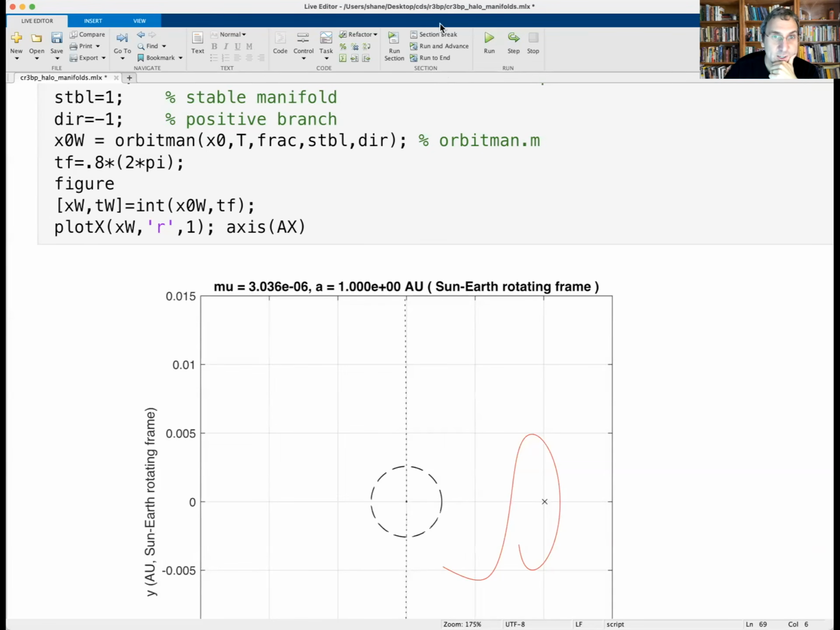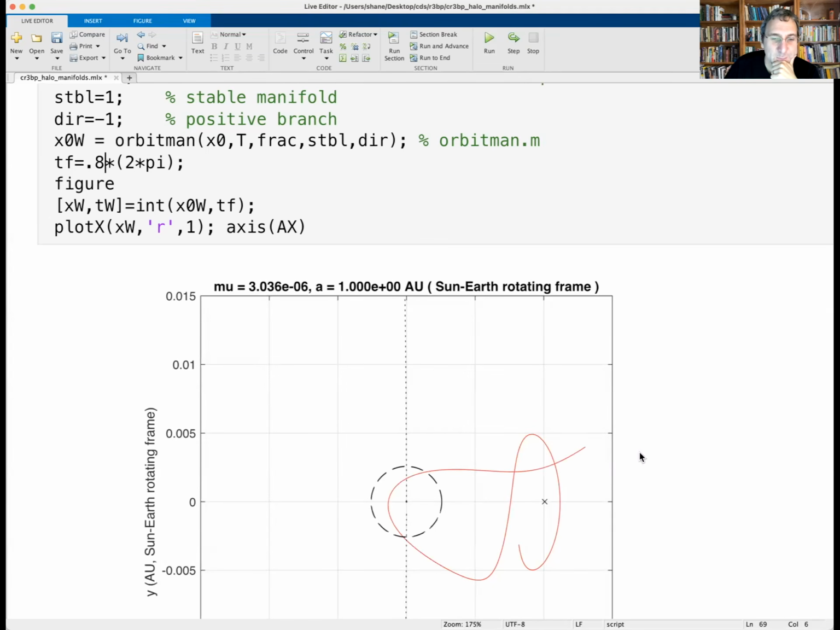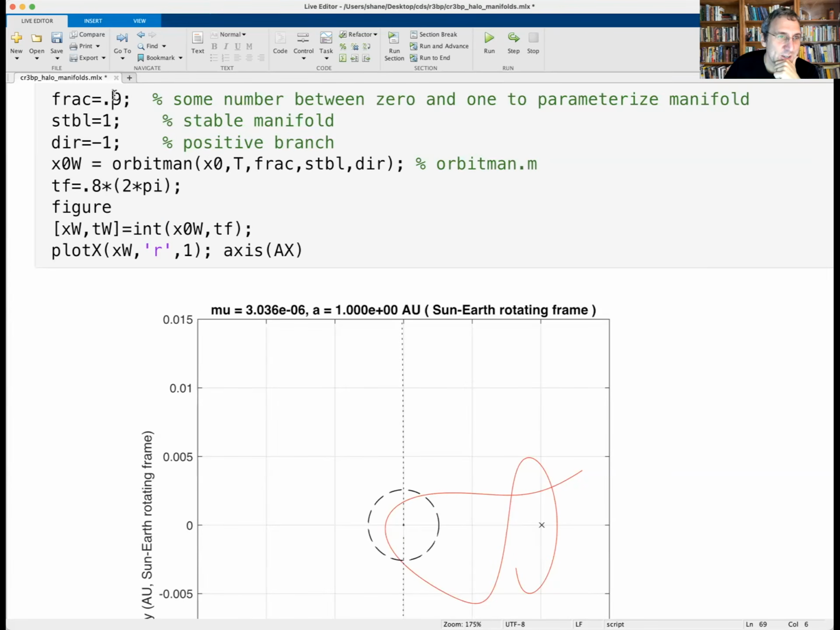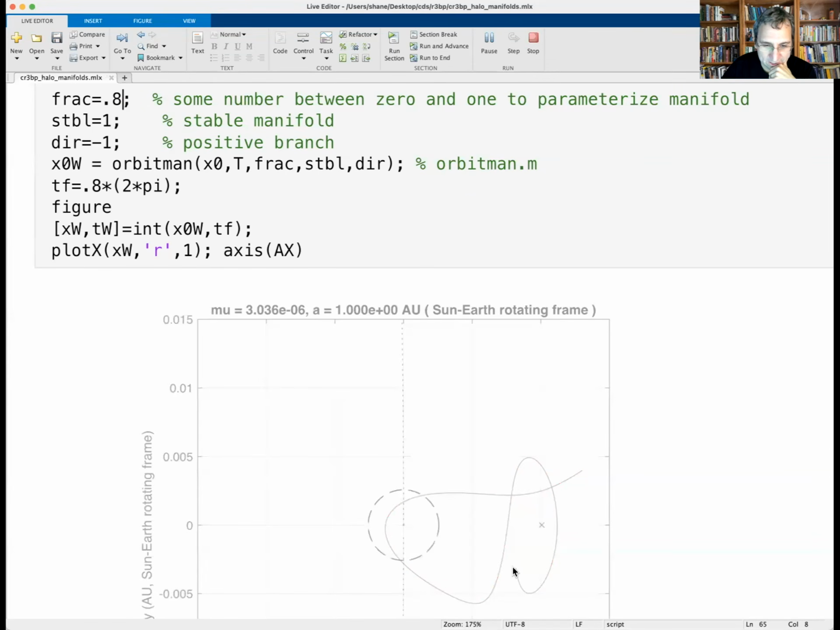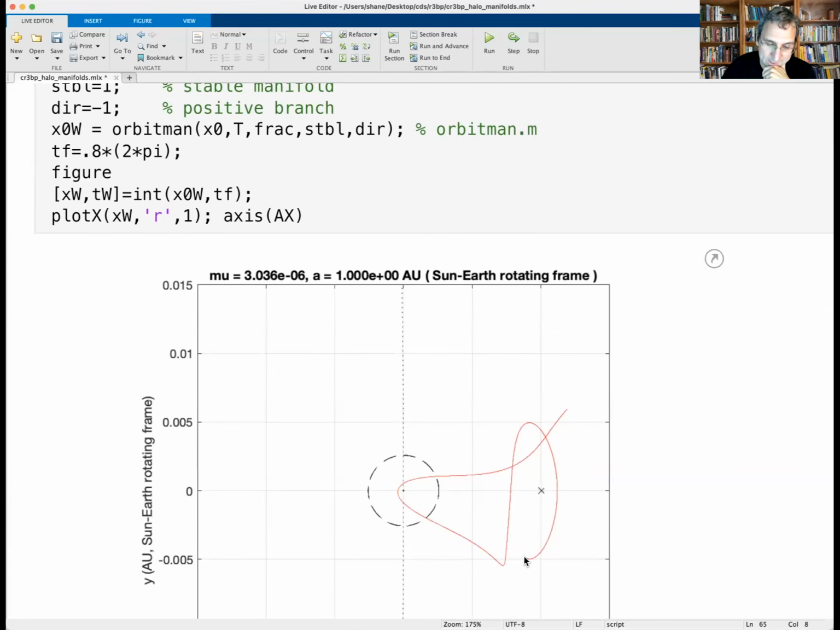So I went from 0.6 to 0.8 times a year. So 0.8 of a year, what is that? That's a bunch of months. Okay. There we go. We get something. If we change this number, let's say instead of 0.9, if I did 0.8, it'll pick some other point along the halo orbit and give us something on the stable manifold there.